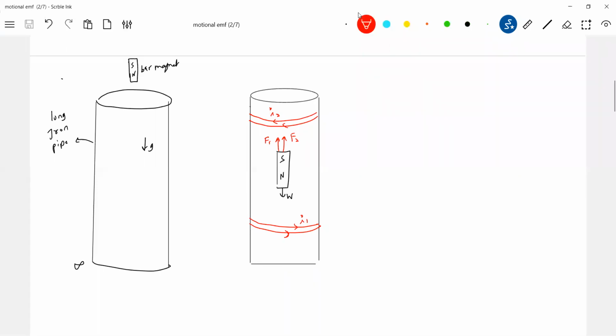What can happen here? So this will have velocity V. So it will accelerate, no? So then what is the equation we can write? Ma is equal to, let me write, mg, the mass of the bar magnet, mg minus F1 minus F2.